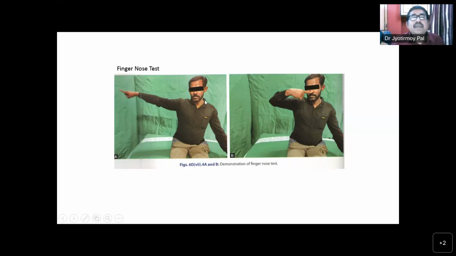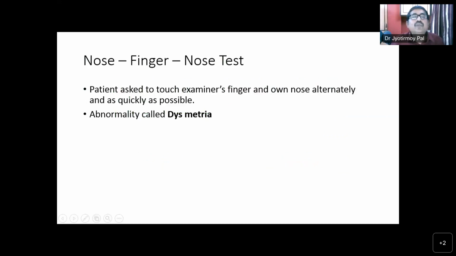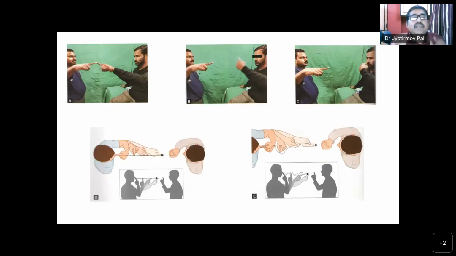So next is the nose finger nose test. To detect minor abnormality, we will ask the patient to touch first the examiner's finger, then his own nose, then again the examiner's finger, then the patient's nose, again the examiner's finger, and the examiner will change the position of the finger frequently. So this is for finer accuracy of the finger nose test.